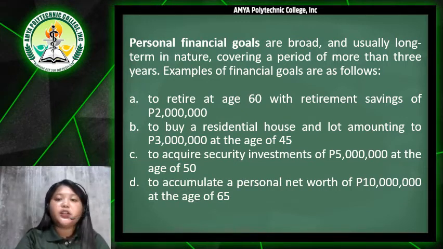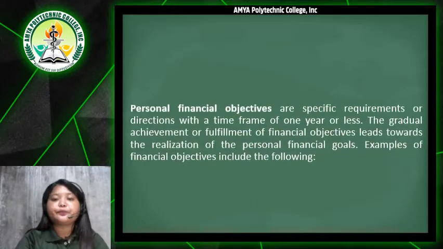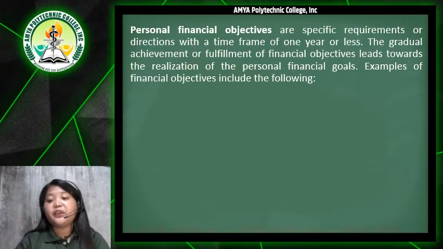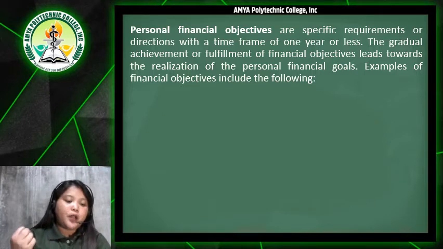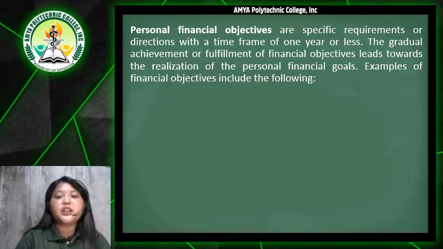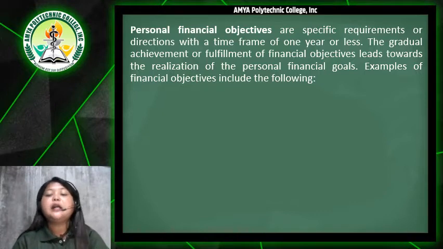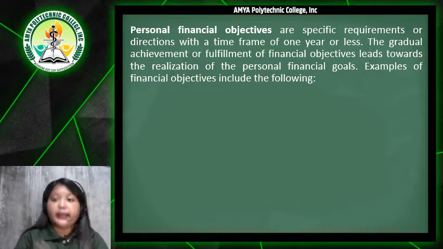Now, personal financial objectives are specific requirements or directions with a time frame of 1 year or less. Personal financial goals are long term, while personal financial objectives cover a time frame of just 1 year or less. The gradual achievement or fulfillment of financial objectives leads towards the realization of the personal financial goals.